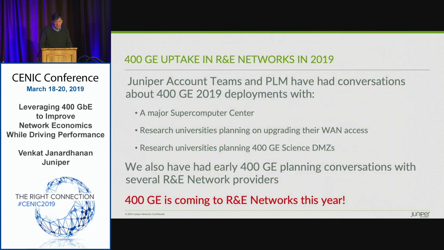So what's been happening this year? We've had account teams and product line managers talking to R&E customers about doing 400 gig in 2019. We've had conversations with a major supercomputing center, with a couple of research universities planning on upgrading their WAN access to 400 gig, and research universities planning, at least putting in proposals for 400 gig connected Science DMZs. They put in CC* proposals. And we've also had early 400 gig planning conversations with several R&E network providers.